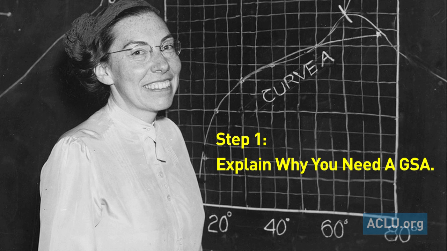Step 1. Explain why you need a GSA. It's important to be able to give a good explanation for why you want a GSA. That way you can give more information to anyone who wants to know what you're doing. For example, if there's a gay harassment problem at your school, if LGBT students need a supportive space, or if you're just interested in talking about LGBT issues, these are all good reasons for starting a GSA.